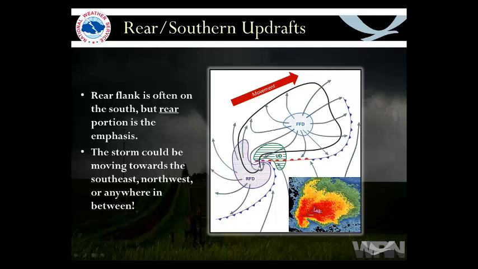So we've got rotating motion here. The storm motion is from left to right. And you can see the updraft in the rear or southern part of the storm and the downdraft in the forward flank. And this is what you often see with the storm moving from west-southwest to east-northeast.